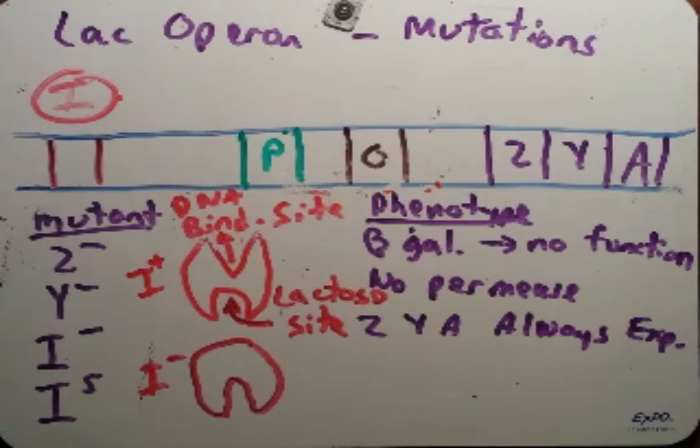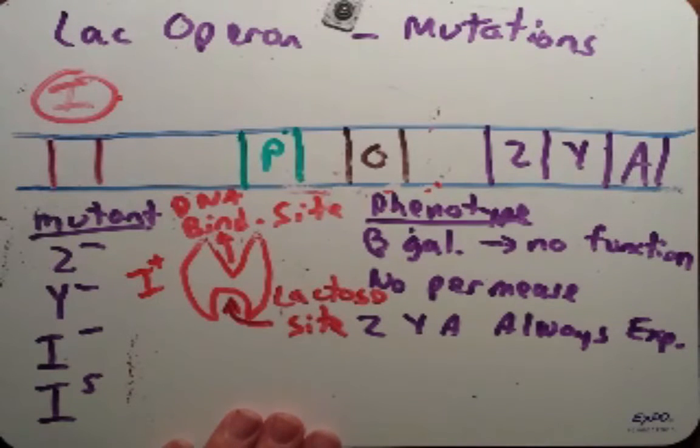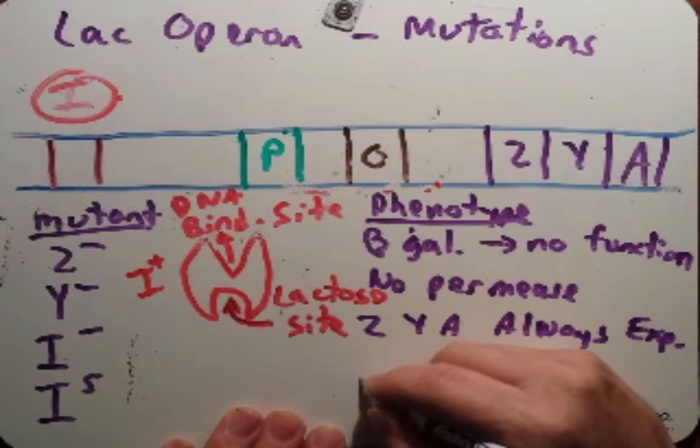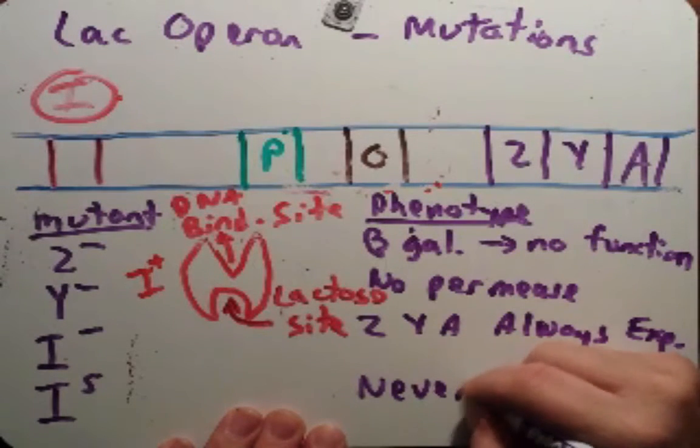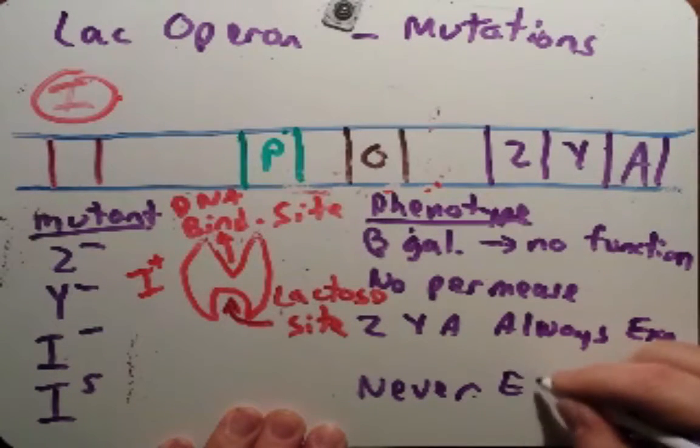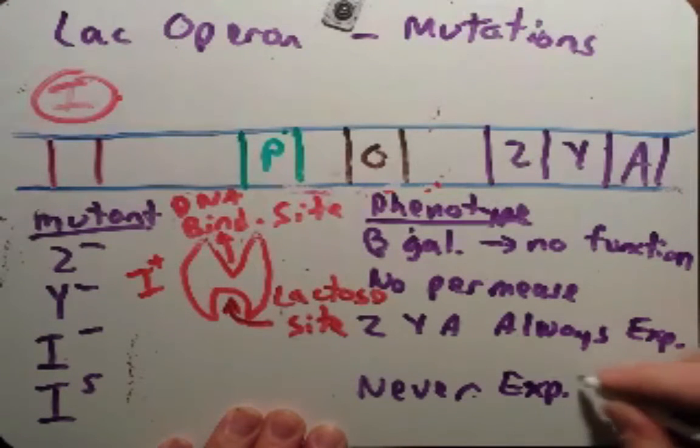Okay, let me erase this bottom one here, our example of the I minus repressor, and let's talk about this IS mutant. So this IS mutant, its effect is that it never, under any growth circumstances, expresses ZYA.